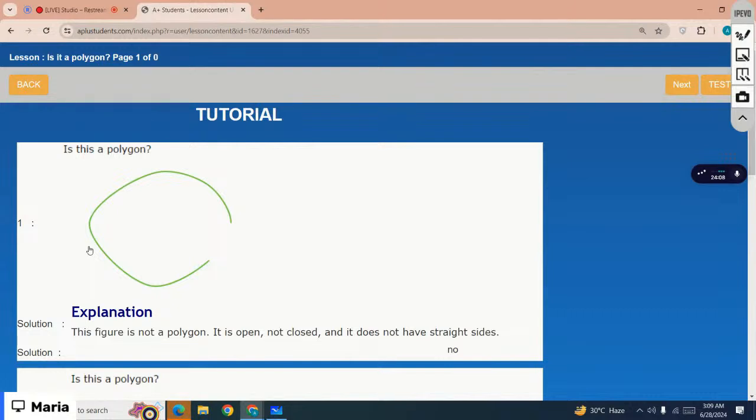It is an open shape, not closed. Also, it doesn't have any straight lines, right? Let's just start with the test questions.